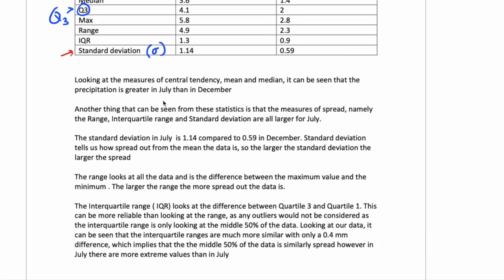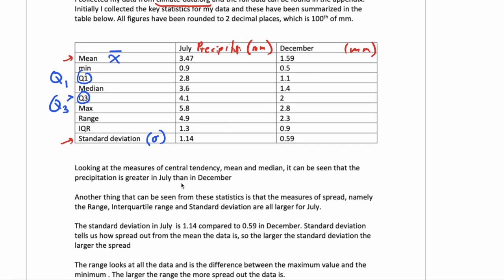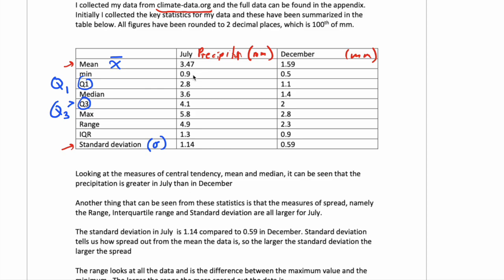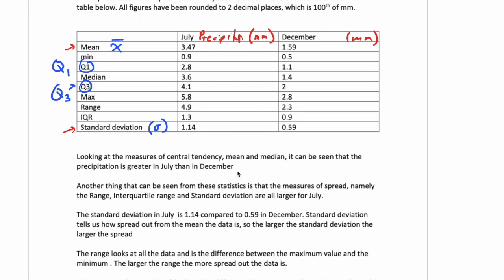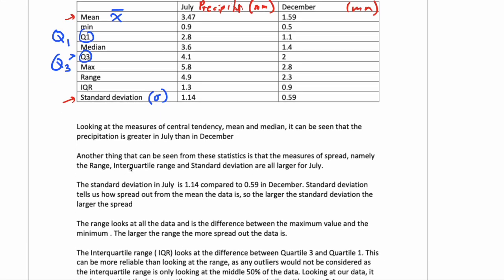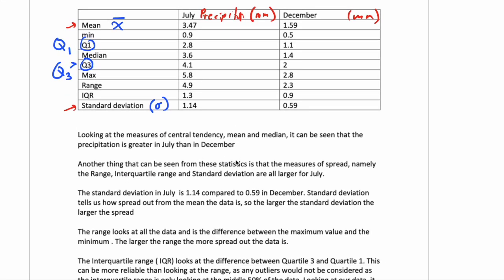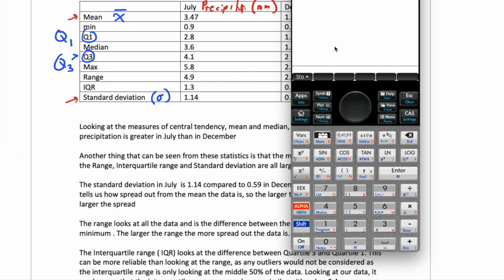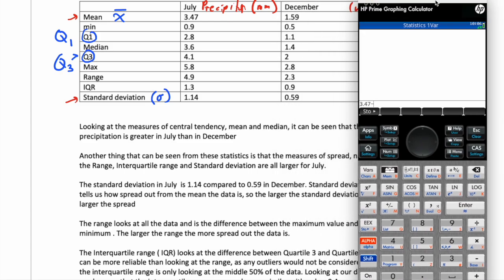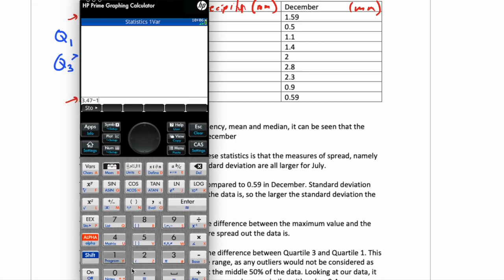Okay, next, looking at the measures of central tendency, we can see that precipitation is greater in July. Just talk about how much greater, so you can actually subtract these numbers and be more specific, right? So you can say how much bigger it is, or even that it looks like it's almost doubled. Another thing that can be seen, let's subtract those numbers. 3.47 minus the precipitation for December, 1.59.